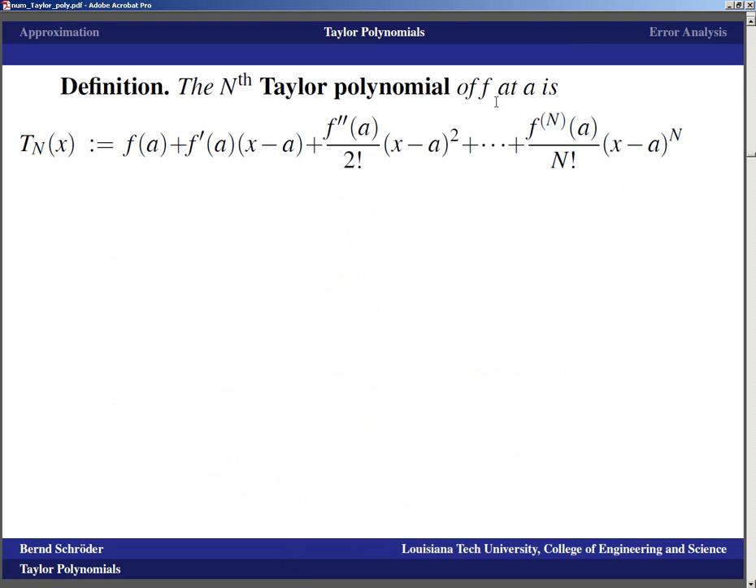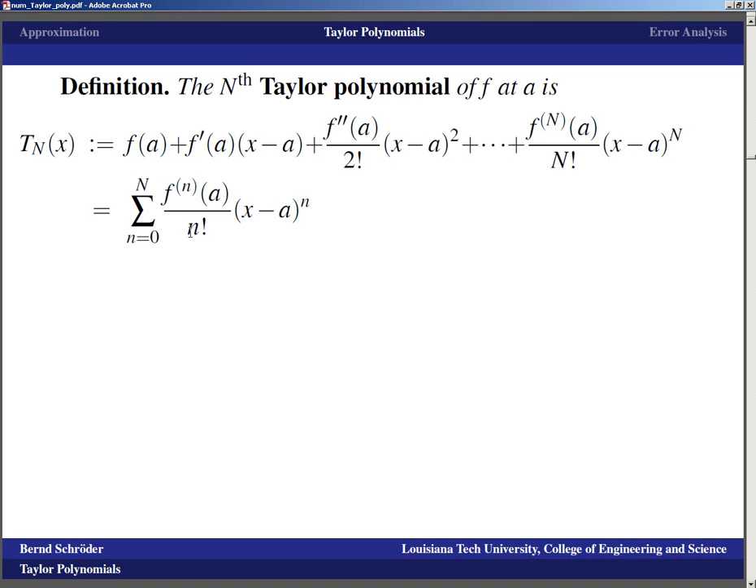The nth Taylor polynomial of the function f at the point a is the polynomial T capital N of x. It's f of a plus f prime of a times x minus a plus f double prime of a over 2 factorial times x minus a squared, and so on, up to f^(n) of a divided by n factorial times x minus a raised to the n. And we can write that in summation notation, and that is another potential hiccup here because we haven't really worked with summation notation that much. It's just another thing to get used to.